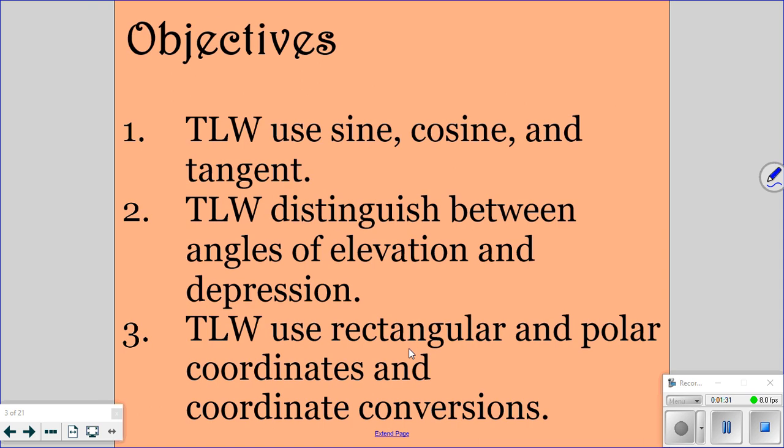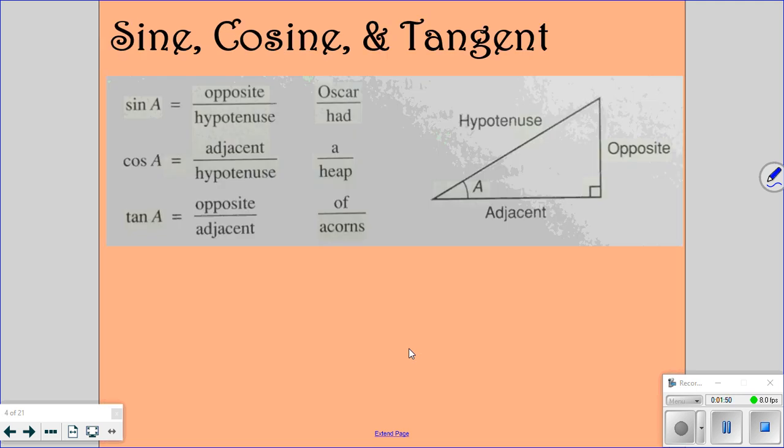So sine, cosine, and tangent should be familiar from Algebra 2 and Geometry. Angles of elevation and depression we covered in Geometry. And then rectangular and polar coordinates you covered a little bit in Algebra 2 and Geometry, but we're going to spend more time going over those.